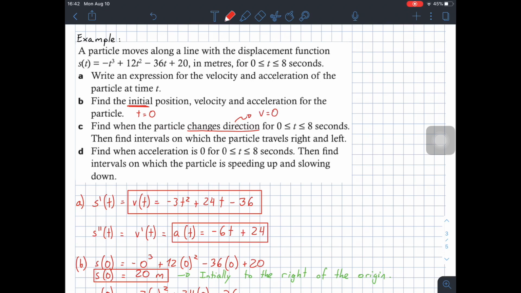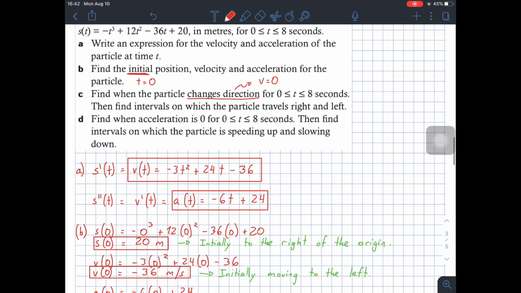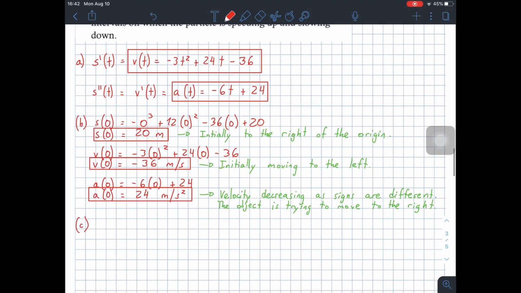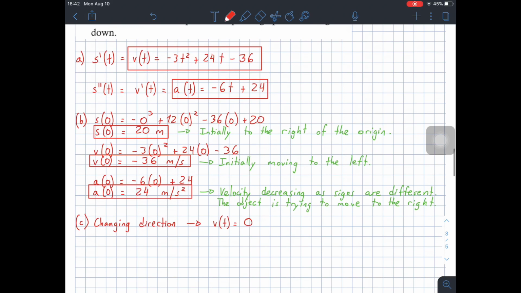When the object is at rest, well, imagine an object is moving to the right, then it comes to rest, and then it moves left, right? So whenever it comes to rest, it means that it is changing its direction, okay? So basically what we need to do to find when the particle changes direction is set the velocity function to 0, okay? So let me write that down. Changing direction implies that we need to set the velocity function to 0. Okay, so that's exactly what we're going to do.